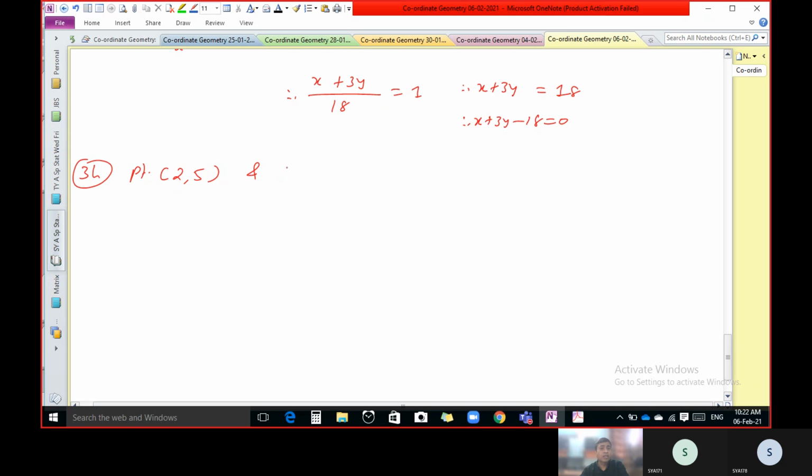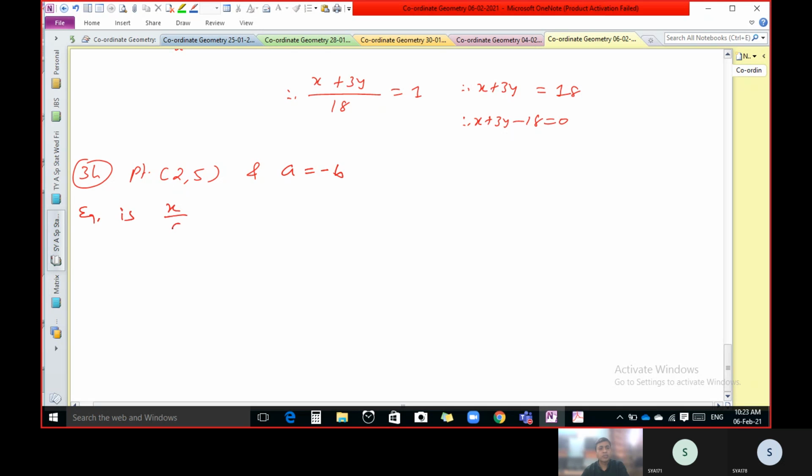They are equal but opposite in sign. So what we have to write? a equal to b means they are equal but opposite in sign. So you have to write a equal to minus b. So now it's same like the previous one.